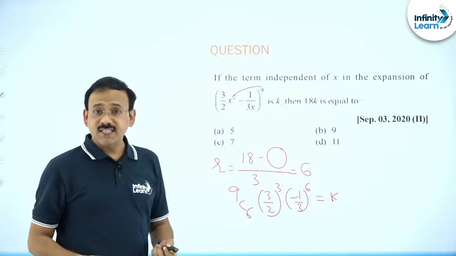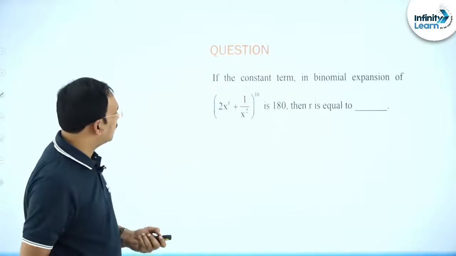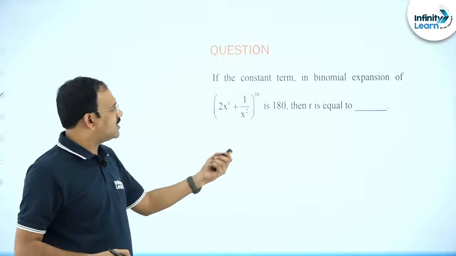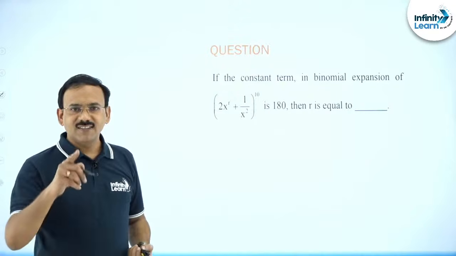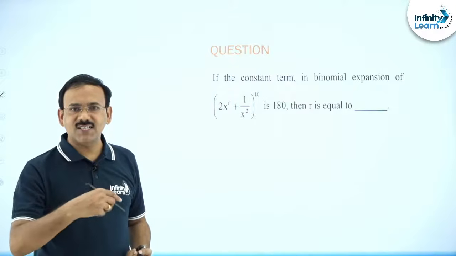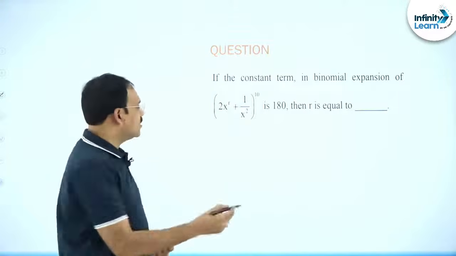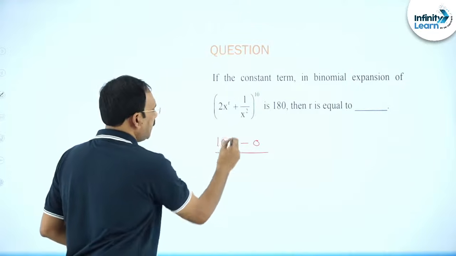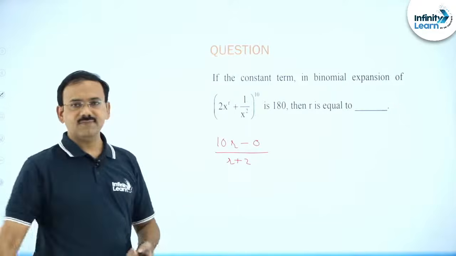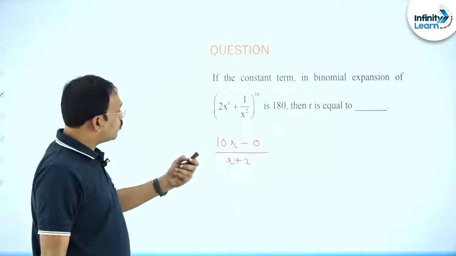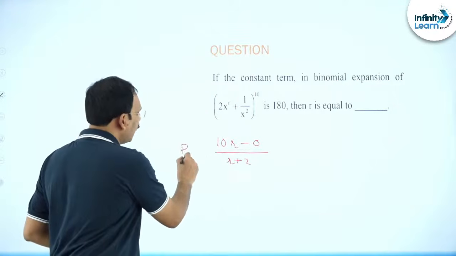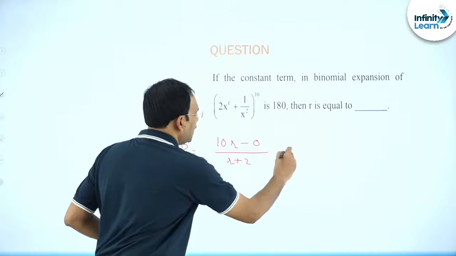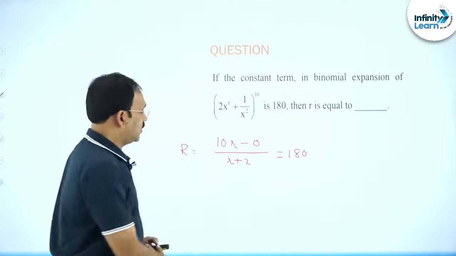Next problem. This time I am not going to solve the problem, I guess. The constant term in the binomial expansion of this is 180. Find r. I give you 30 seconds, friends. Just try. For the constant term, m is equal to 0. (np minus m) by (p plus q), r plus 2. This is going to be the r value for the expansion. He said this value is 180. So this is r, friends.